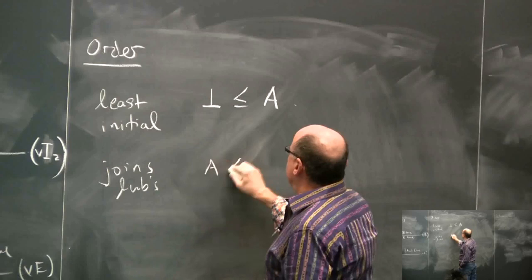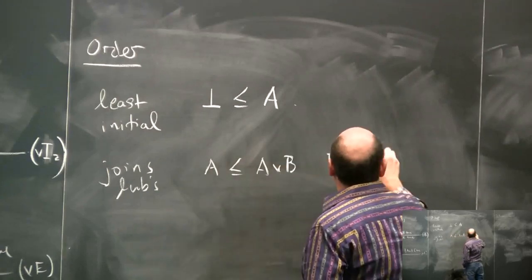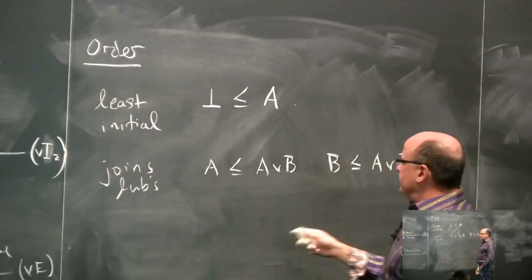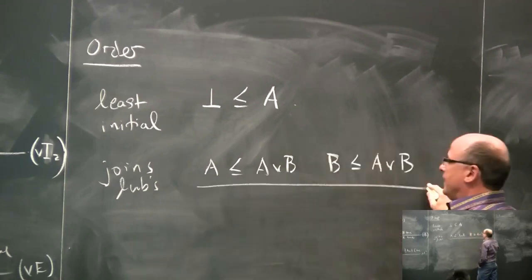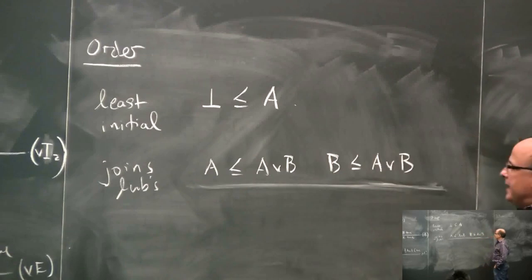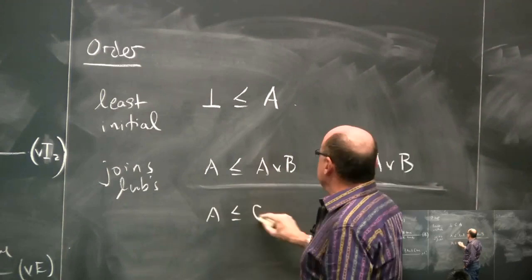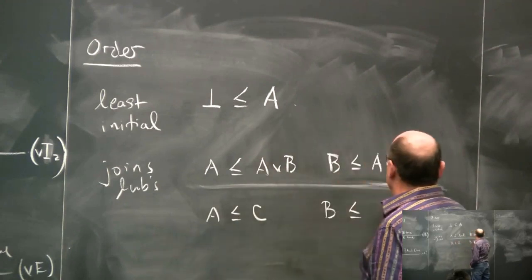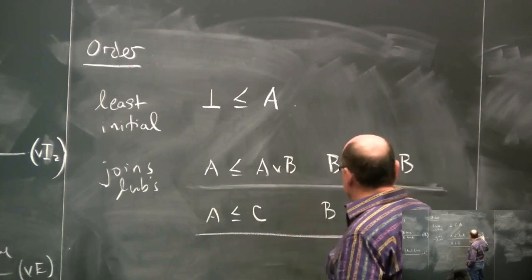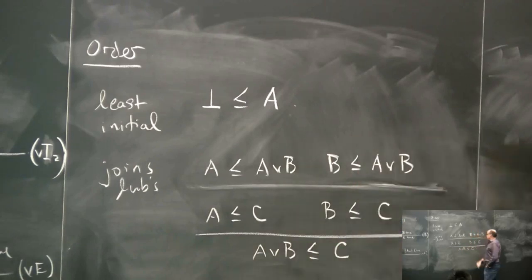What does that mean? A is less than or equal to A or B. B is less than or equal to A or B. So that's the first fact. And then the second fact is this is the least amongst the upper bounds. So if you give me another upper bound for A and B, then A or B is less than or equal to C.